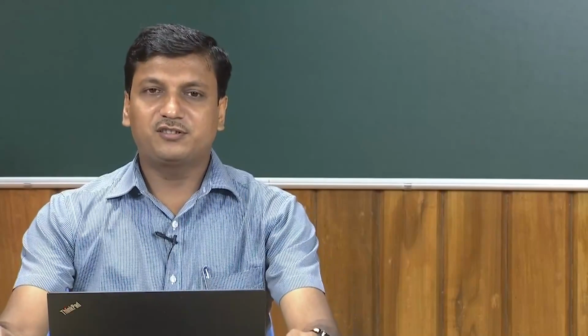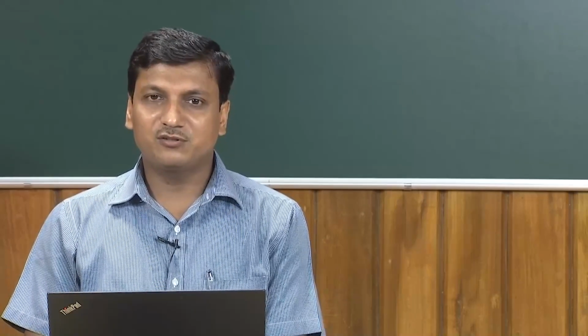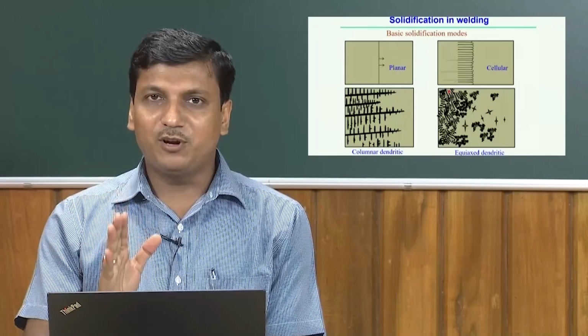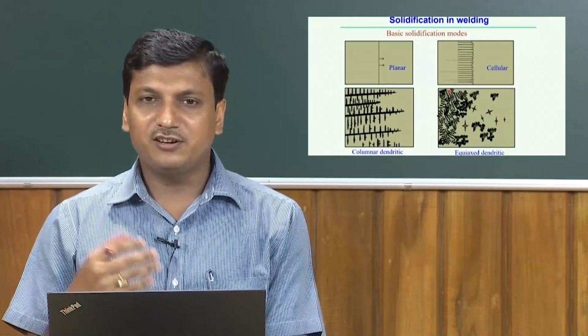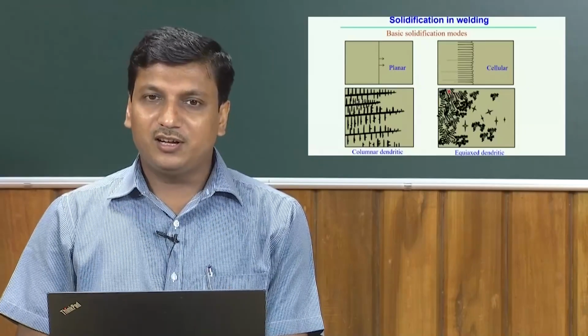So, basic solidification mode in welding process can be represented in four different ways. One is planar, that means the solidification front moves in the form of a plane. Next, another mode of the solidification front can be created by breaking the planar interface, and it can create the kind of cellular structure.